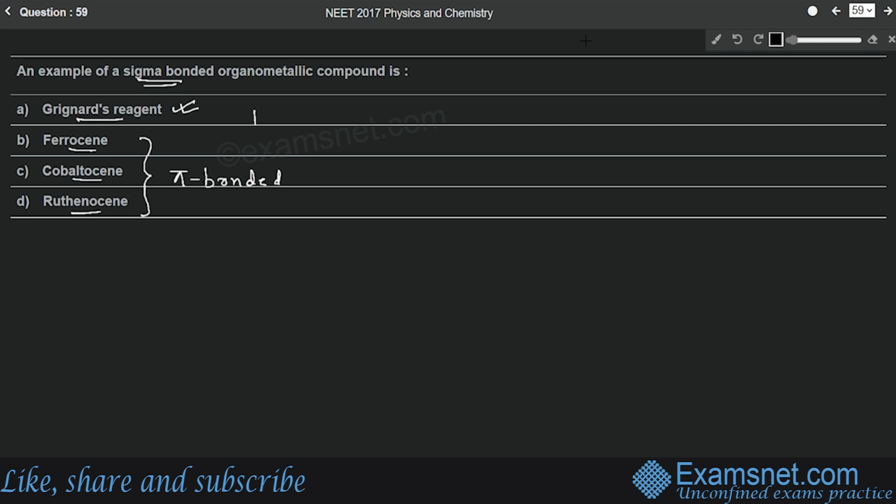And what is the formula? Suppose this is alkyl group R, then here we'll have CH3MgX, okay, attached to an alkyl group, and X will be any halogen. So this is sigma bonded.